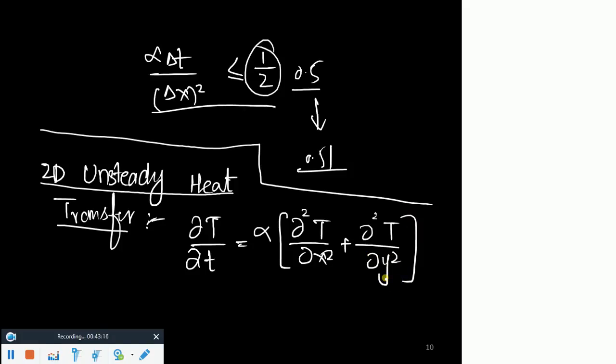You understand that? Now I think we would not have time for MATLAB in today's lecture, but we can cover it, no problem at all. In the next class, I would try to at least show you a few codes, very quickly, at the end of the class. So let me complete this first. This is alpha times partial square T by partial X square plus partial square T by partial Y square.